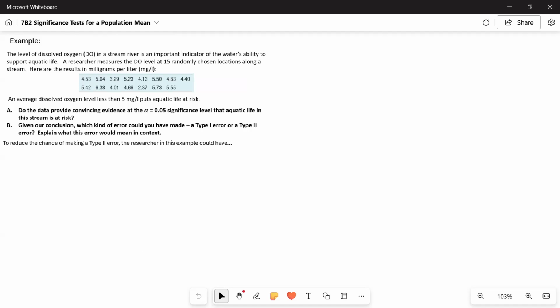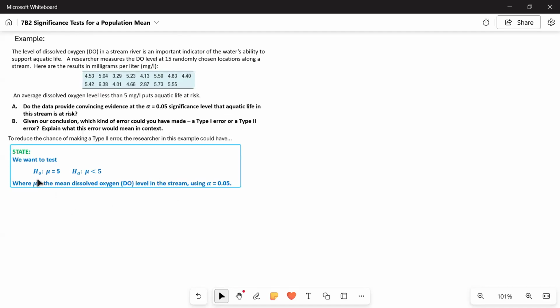The important thing with this is when we are asked to provide convincing evidence given a significance level, this is a big hint that we need to use the four-step process. So we're going to start here with the state step. We need to state our null and alternative hypotheses along with the parameter and the significance level.